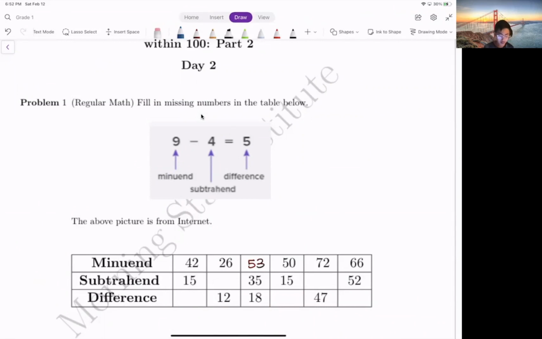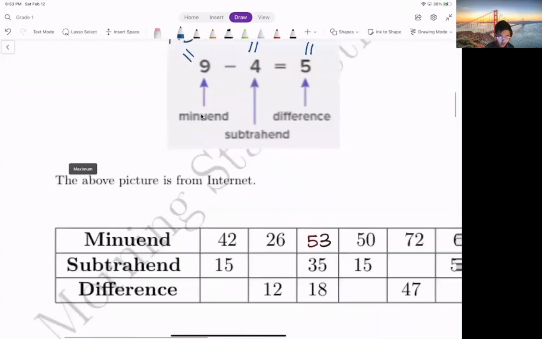So first, let's see what the minuend is. The minuend is just the subtrahend plus the difference, or in this case, 4 plus 5. The subtrahend is just the minuend minus the difference, or in this case, 9 minus 5, and the difference is just the difference or the result, 9 minus 4. So now let's look at the graph.